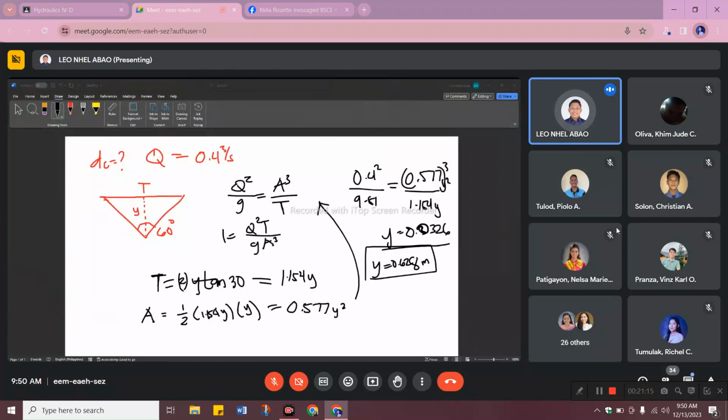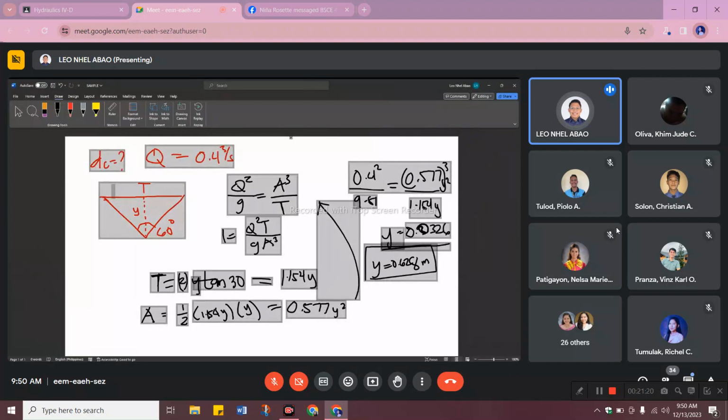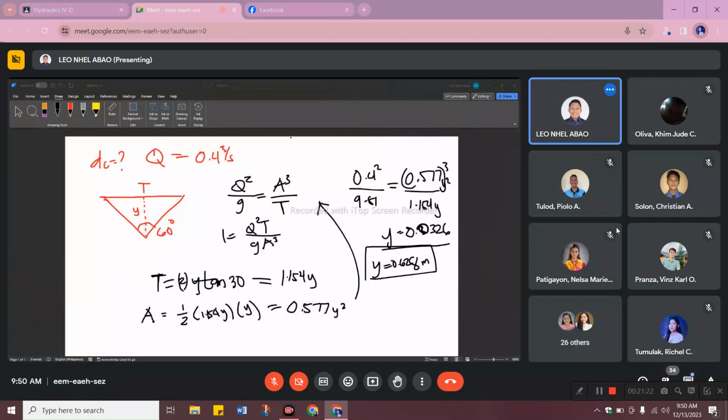Okay, so we are done with the triangle. Now let's go to the next question, the trapezoidal problem. Again, earlier we already tried this, so you can use tangent 30 or tangent 60. Tangent 30, we just multiply by 2.